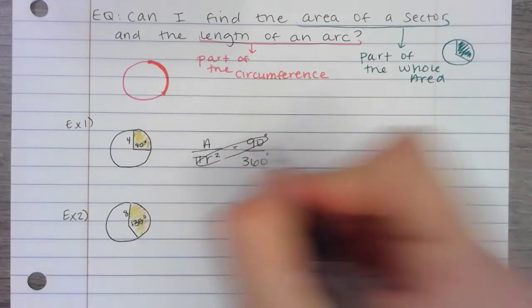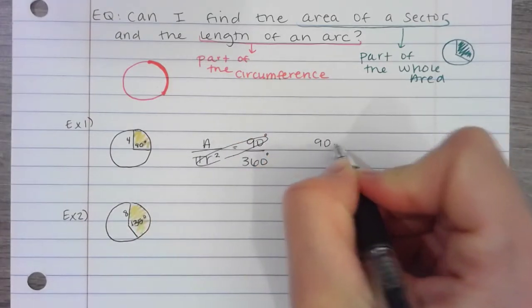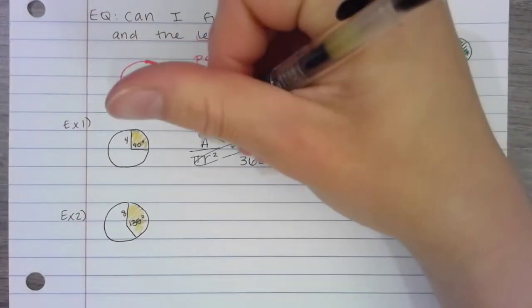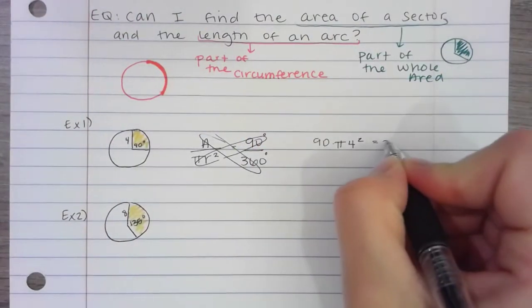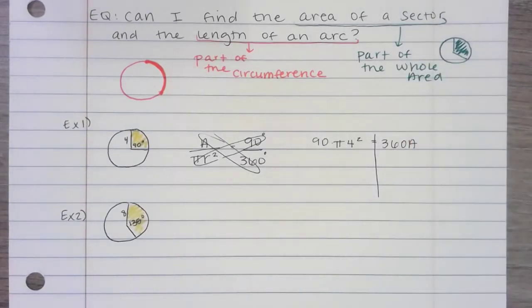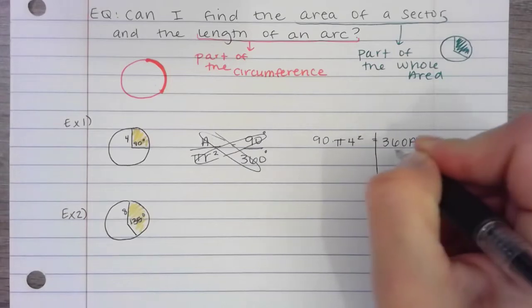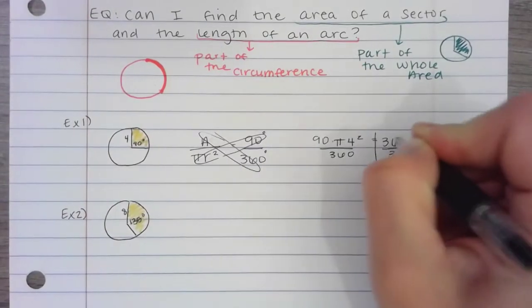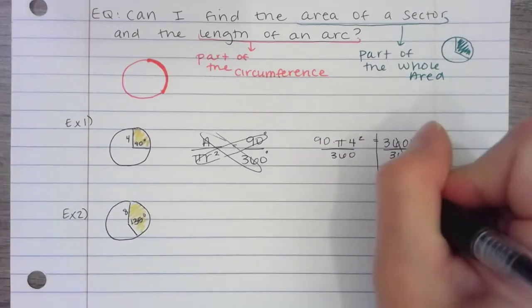Multiply there, my radius is 4, I should have written that in, but that's okay, I'll write it over here. 4 squared is equal to 360 times A. Pretty close, trying to get that area by itself. Divide by 360. So I'm going to plug all of that into my calculator.